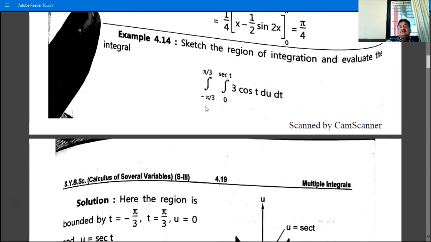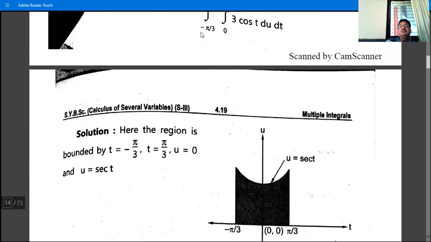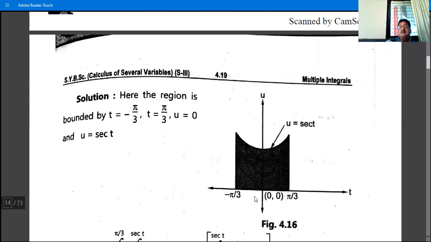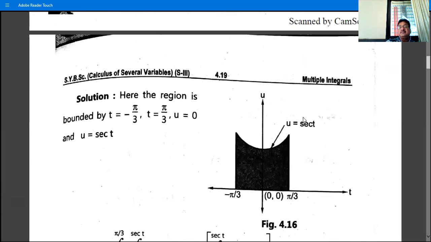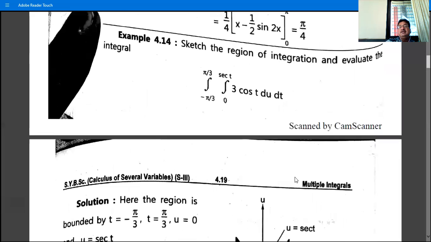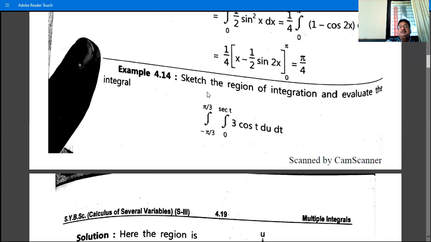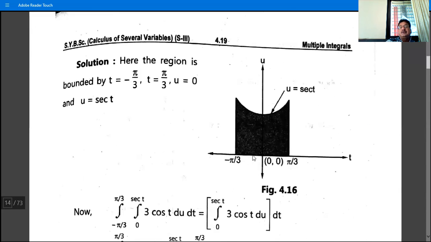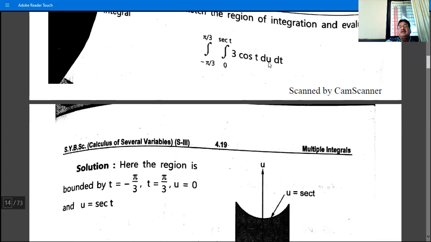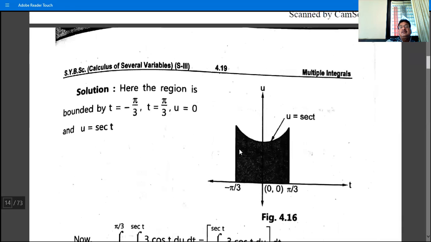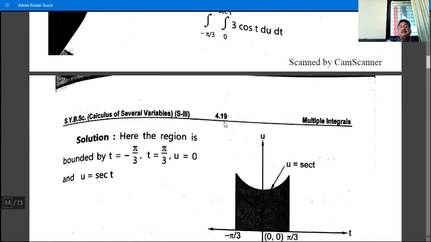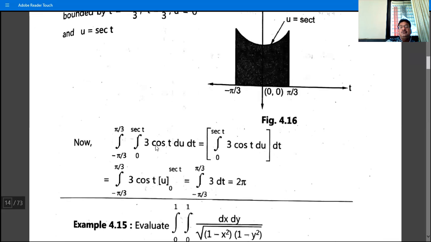Then this is the limit on t. t is equal to minus pi by 3, which is the equation of a straight line parallel to the u axis. And t is equal to pi by 3 is this line. So instead of x and y, here the notation is u and t. This is the region bounded by the four curves, and we integrate with respect to u first.